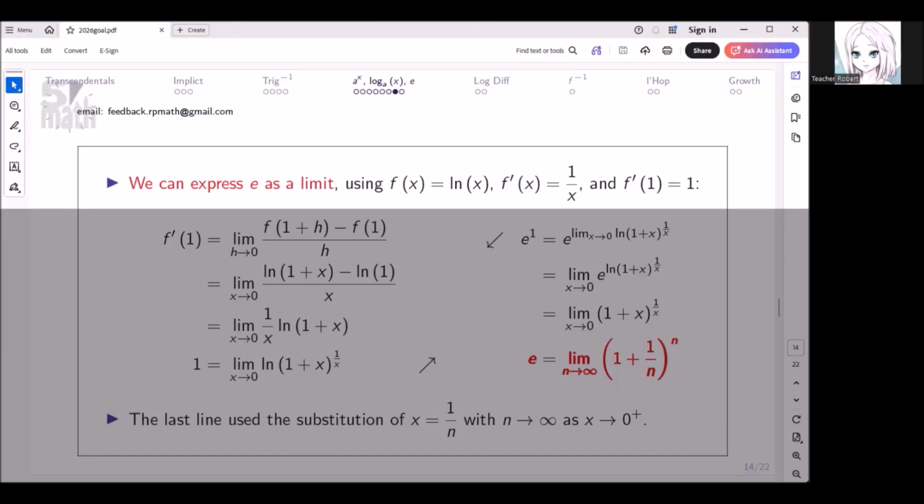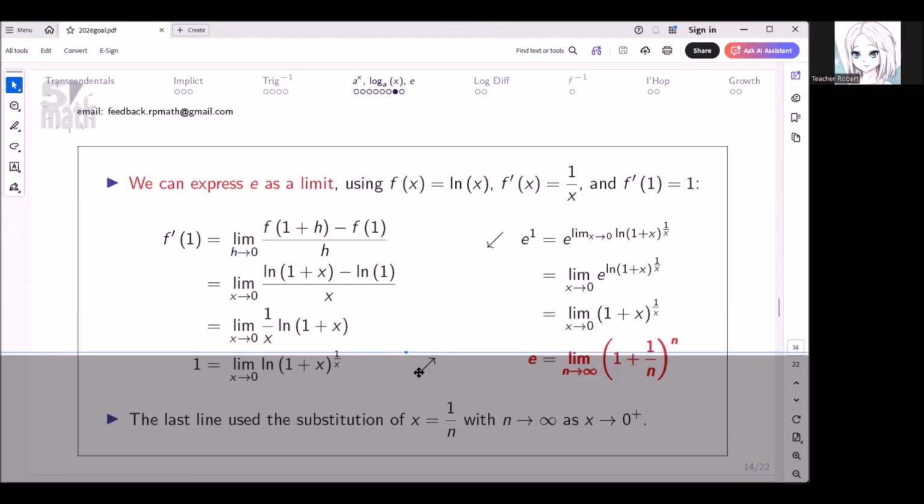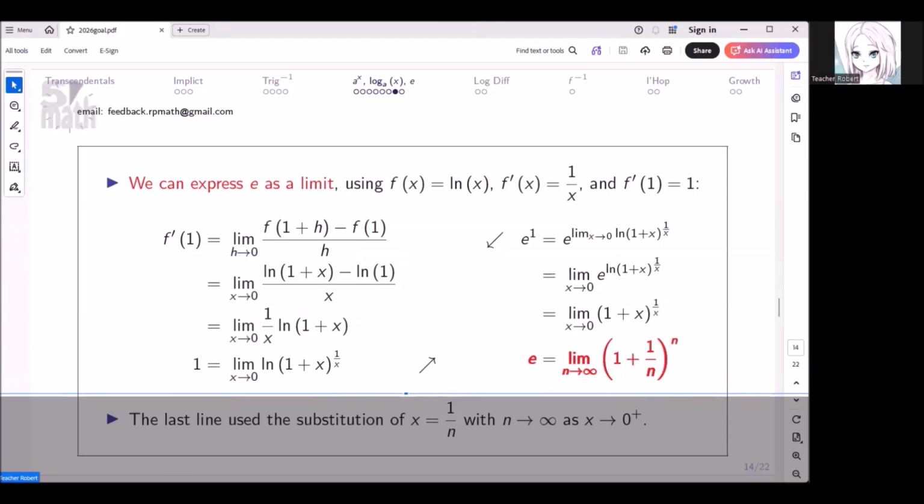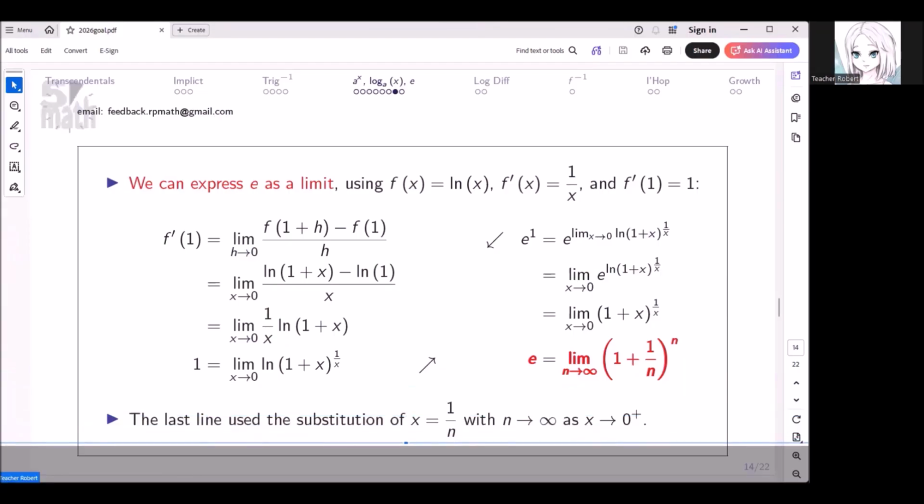We can express e as a limit using f of x equals ln x, f prime of x equals 1 over x, and f prime of 1 equals 1. We have the following. The last line used the substitution of x equals 1 over n, with n going to infinity as x goes to 0 from the positive.